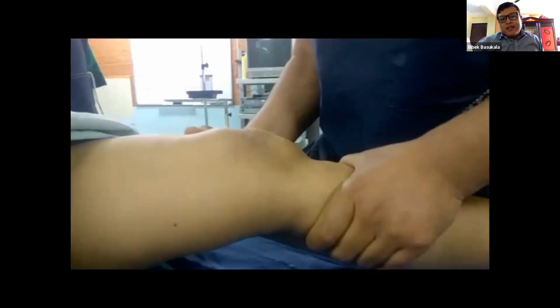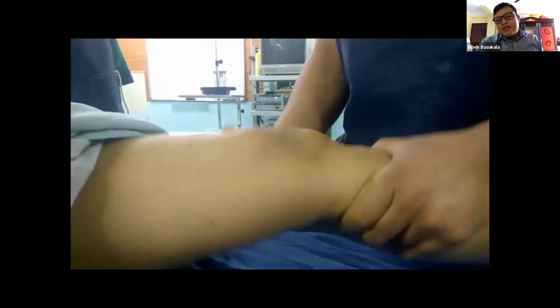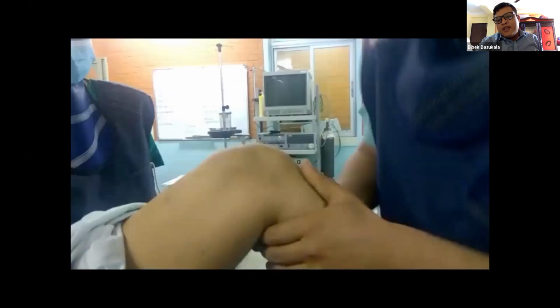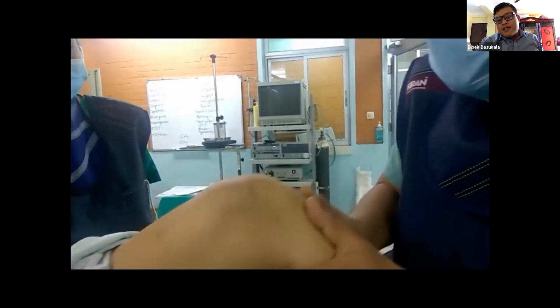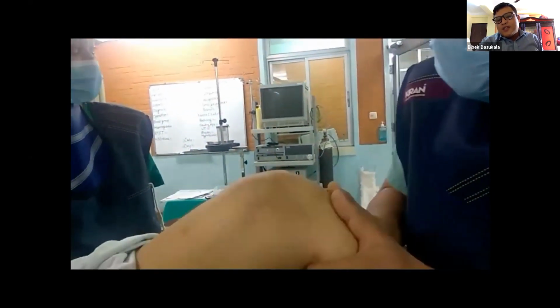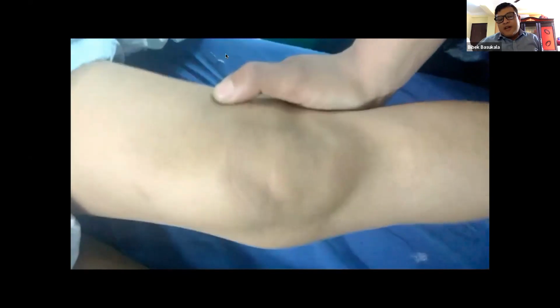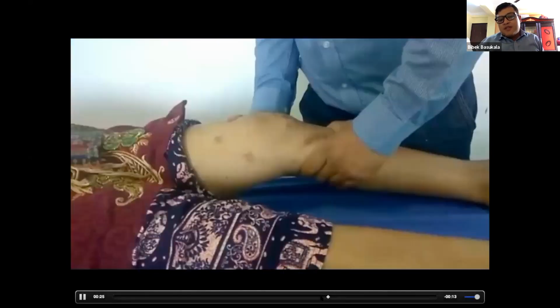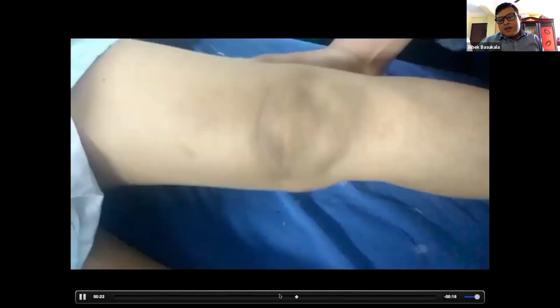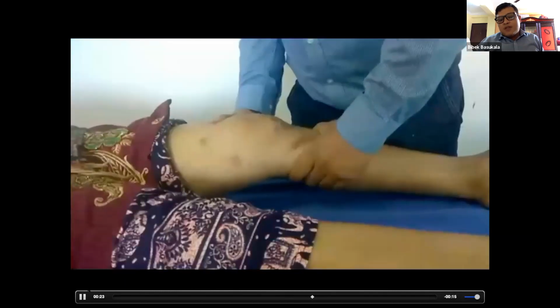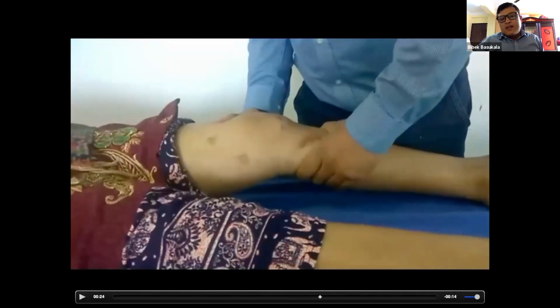Okay, this was the case. I reduced this case under anesthesia in the OR, and immediately after that, I did an assessment. What I found was that ACL, PCL, and MCL were gone, the valgus stress test was positive, and even the Barrett's stress test was positive. So what next?